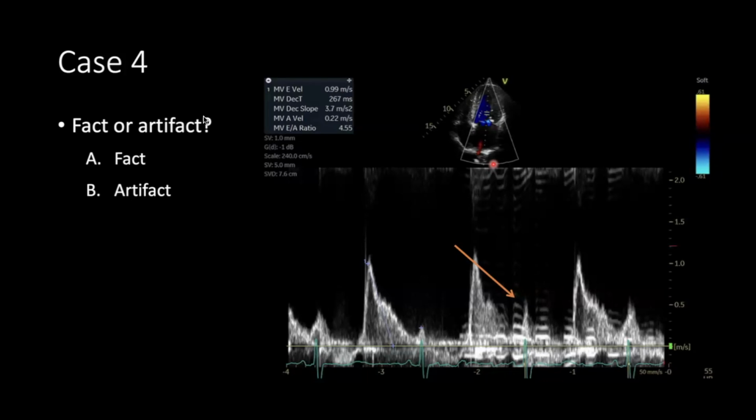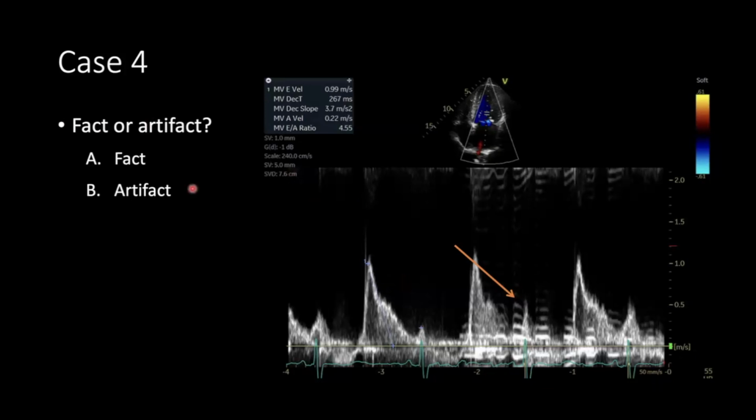So this is commonly seen in the LVOT when you do either PW or CW, usually seen in diastole. It can be seen in the mitral. In this case, it was the mitral, but it can be seen in the tricuspid as well. What do you guys think? Show of hands, or just generally, do you think it's fact or more likely an artifact? Artifact. Okay, people seem to think artifact.